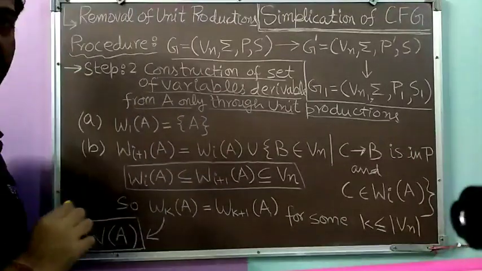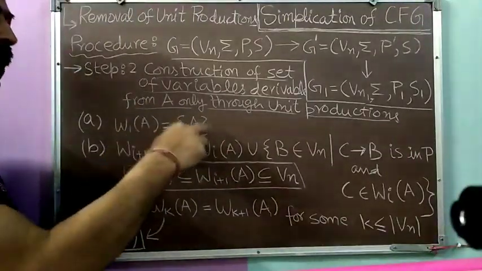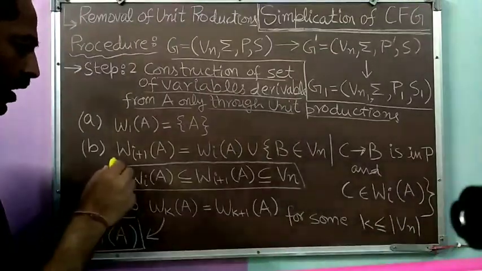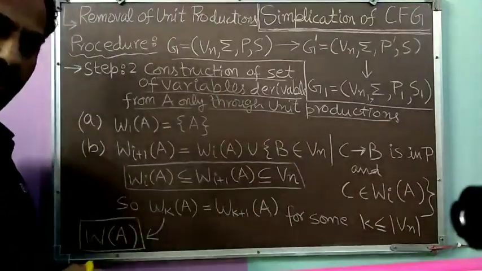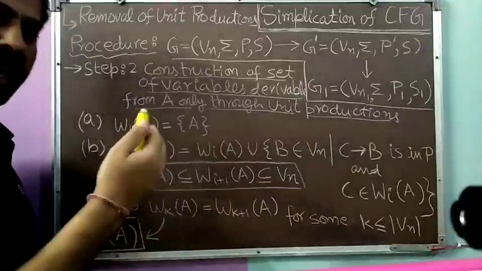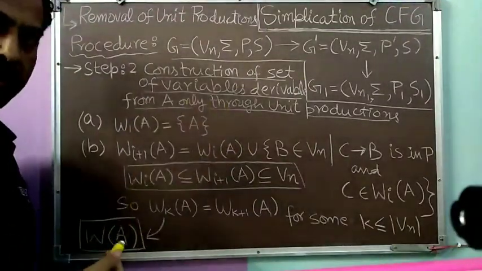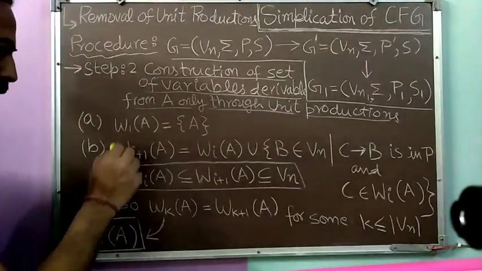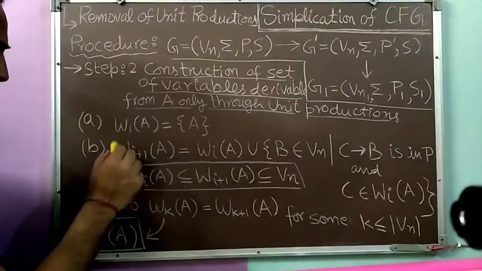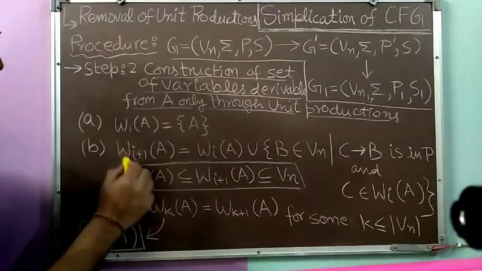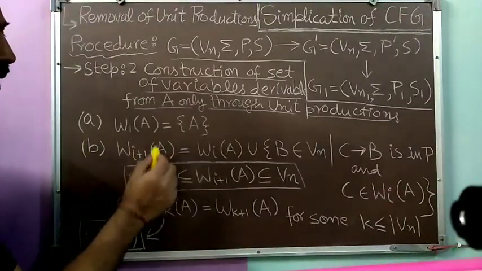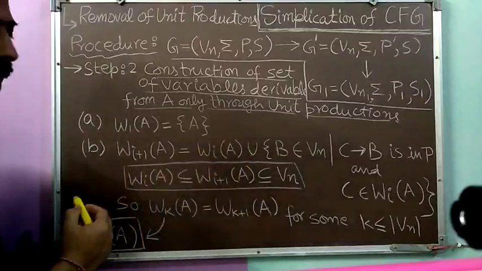So we will always start with this step: W1 of A will be equal to A. Then from W1 we will find W2, from W2 we will find W3, and so on up till we can increase that particular set. In this B step, we will say how we can find Wi plus 1 of A with the help of Wi of A.